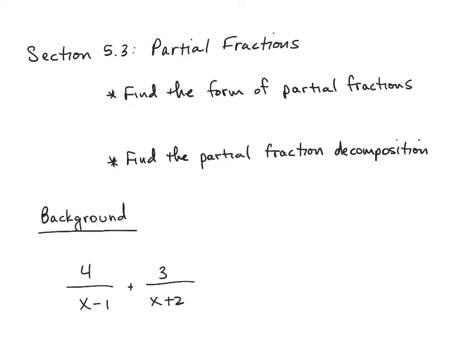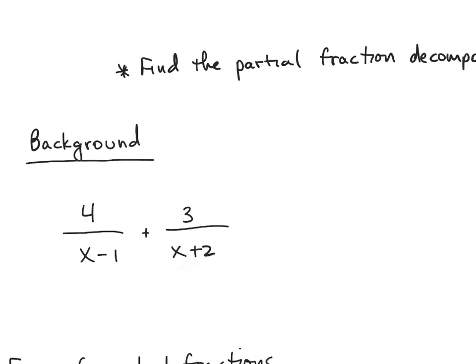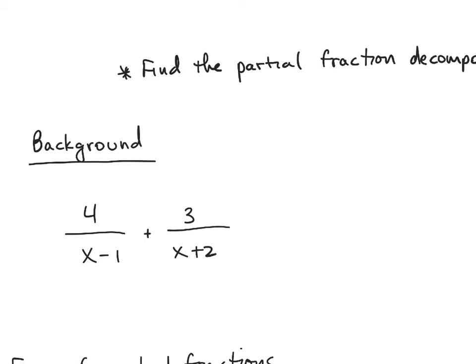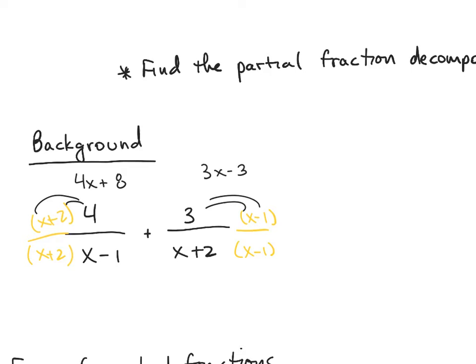So a little bit of background to begin with. In Math 1010, you were taught how to add two rational expressions together. And honestly, you've been taught how to add fractions together by getting a common denominator. So this one we need to be multiplied by x minus 1 over x minus 1. This fraction would need to be multiplied by x plus 2 over x plus 2. So then what happens here in the numerator if you distribute is you get 4x plus 8. And there if you distribute you get 3x minus 3.